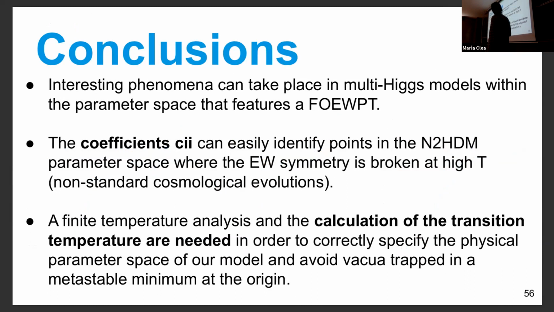Yeah, so there is an interesting phenomenon that can take place in multi-Higgs models in the regime of large quartic couplings that also feature a first order electroweak phase transition. The coefficients can easily identify points in the next-to-two-Higgs-doublet model where the electroweak symmetry is broken at high T. So if we are interested in a particular cosmological history, we can easily use them to identify these regions. And the finite temperature analysis and the calculation of the transition temperature are actually needed and very important to correctly identify the physical regions of the parameter space. Yeah. Thank you.